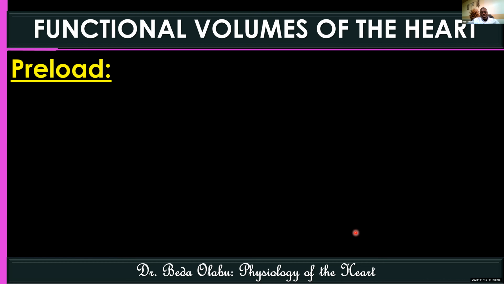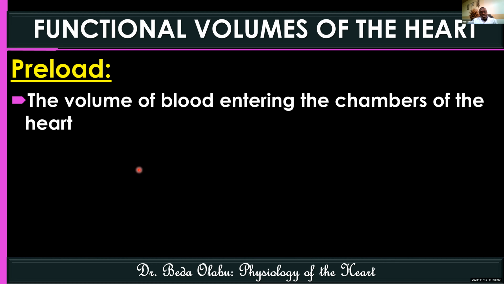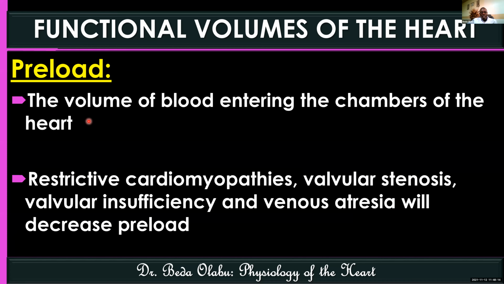Okay, the second thing we want to talk about is the preload. So basically, this is a volume of blood that's entering the chambers of the heart. It will be affected by a number of things. But the blood volume itself will affect it, but also there's some pathologies that will reduce the preload. For example, restrictive diseases of the myocardium, narrowing diseases of the valves, or incompetency of the valves, obstructions of the veins will all decrease the preload.